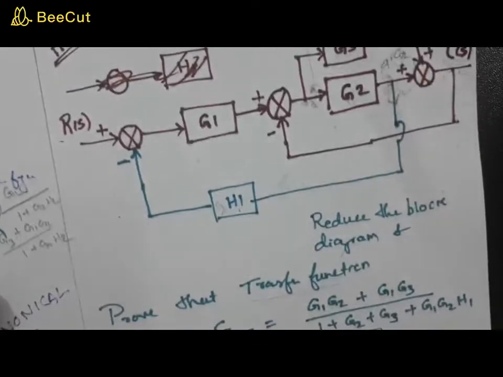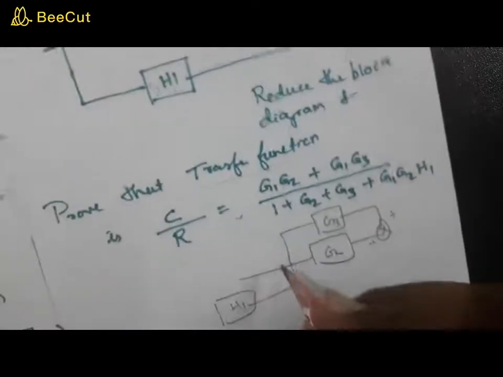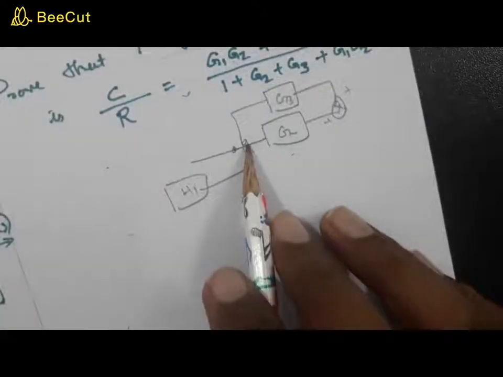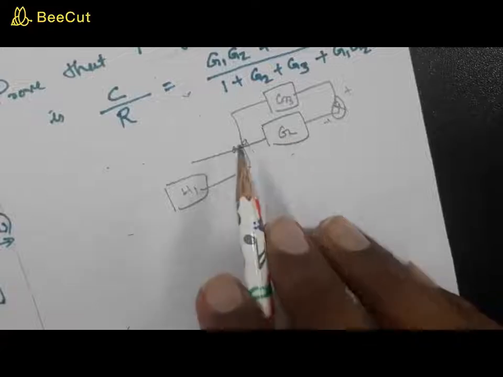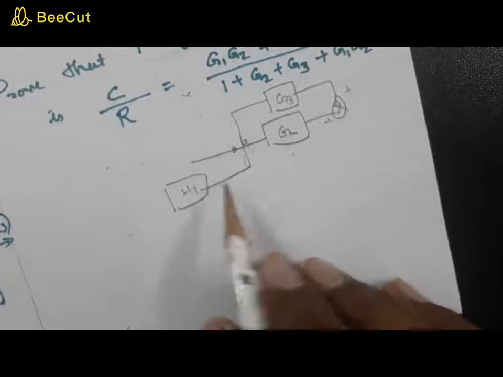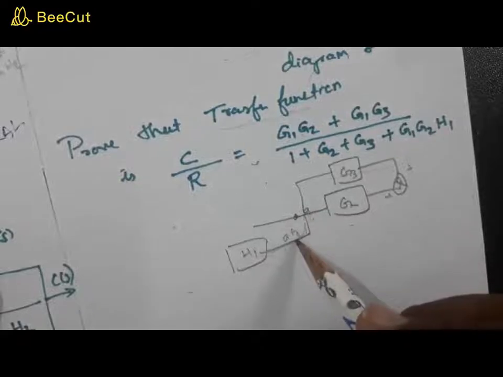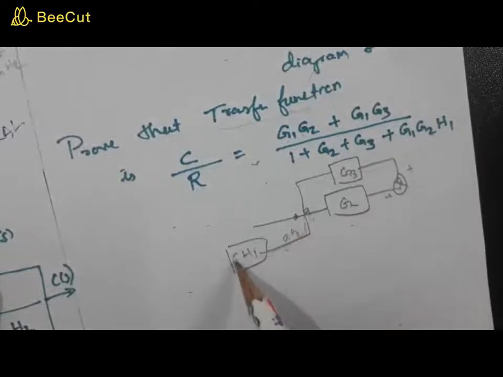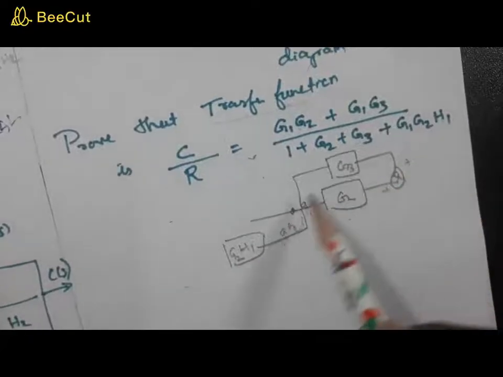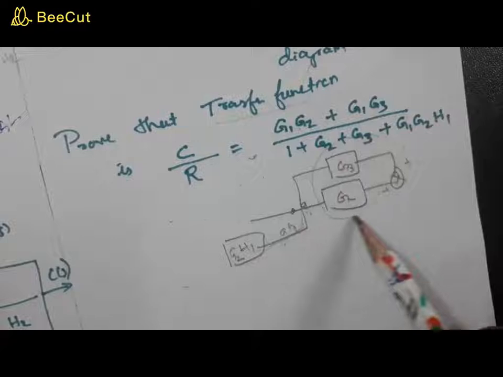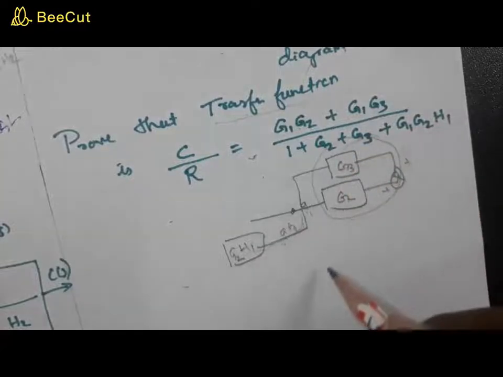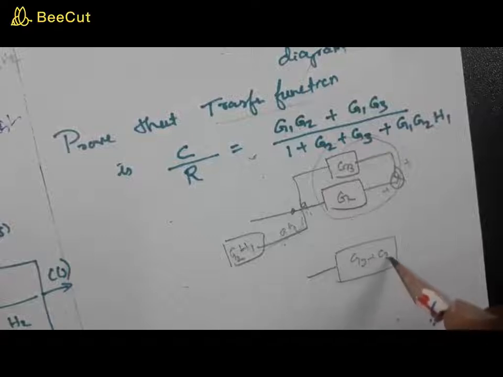Now if I have changed it, the signal coming over here will be A. This has to go through this G2, then only does the feedback receive the required A into G2, but you are getting only A. So what do you need to do? You need to multiply this by G2. Once you do that, you can convert this into a parallel block. So the next one will be G3 plus G2.